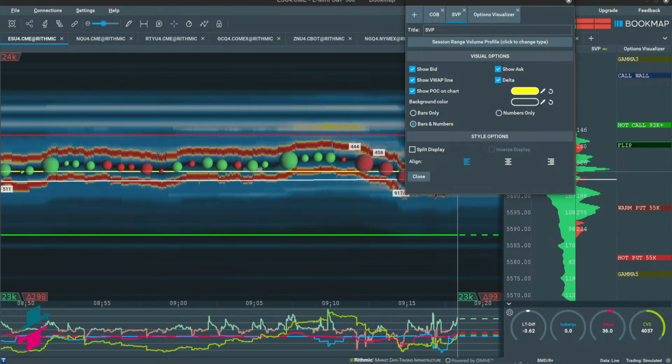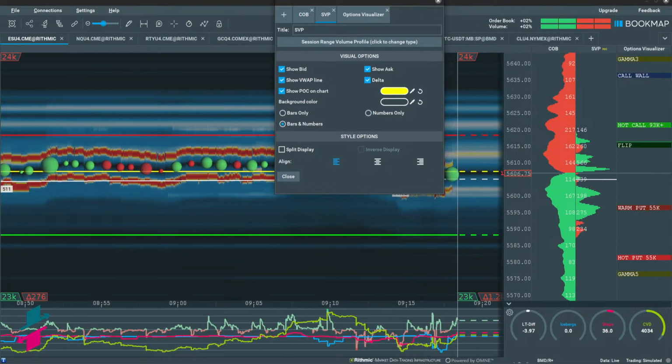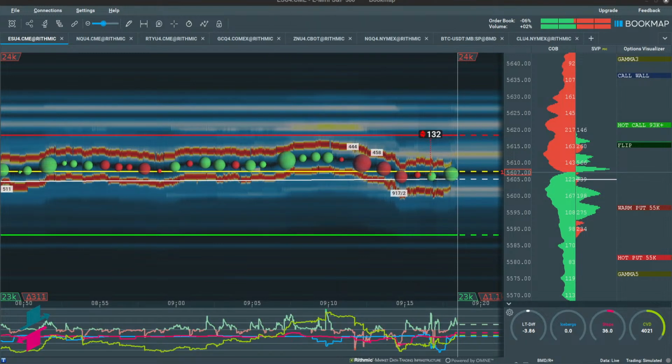I'd also like orienting it so the session volume profile is left justified, the current order book is right justified, and they kind of meet in the middle. To me, it's just easier to read. Obviously, do what works best for you.